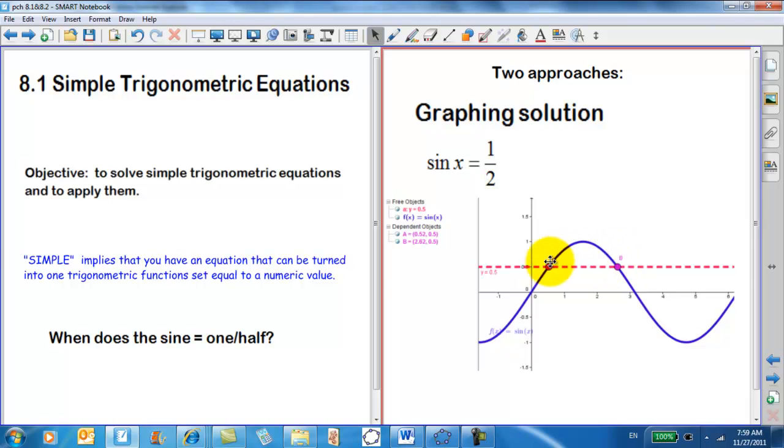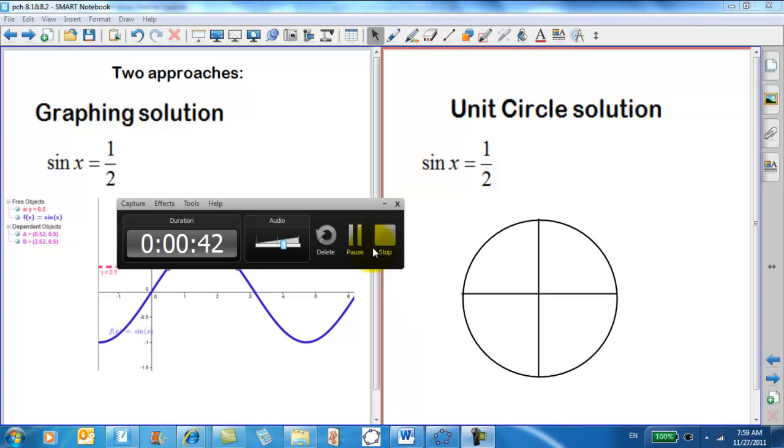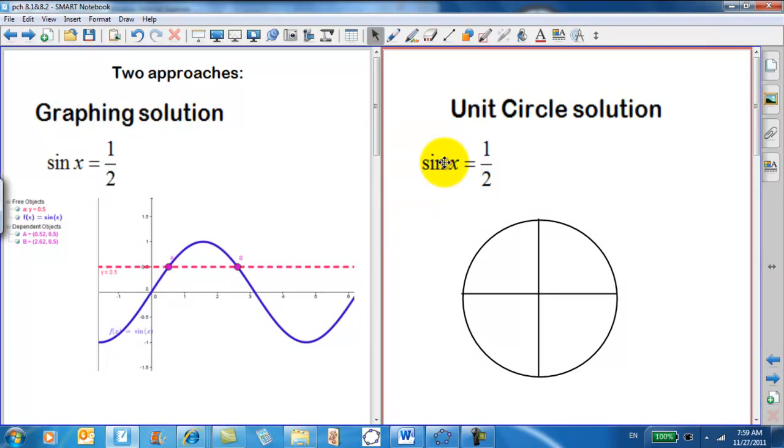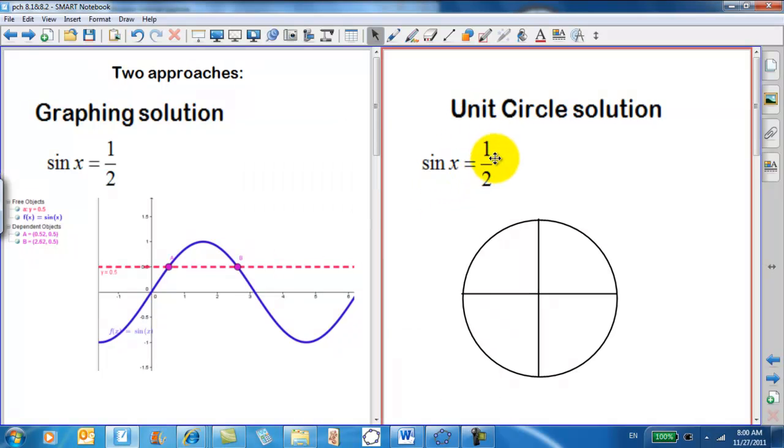Now, at this point, you might not recognize what those exact radian values are, and I'll expect you to know that. That's why I also recommend this unit circle approach. Let's take a look at this. In the unit circle approach, we look at sine of x equals half, and we say, when do the y coordinates equal a half on the unit circle? So we mark a little half right here. We scoot over this way and this way. And we get an angle here and an angle here.